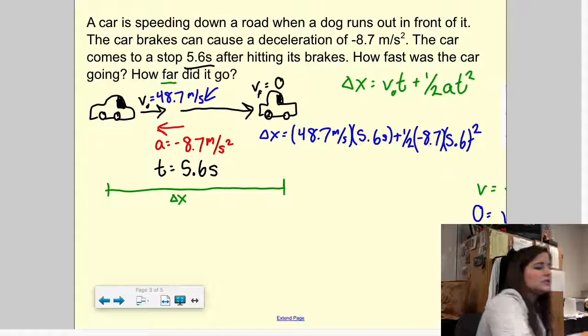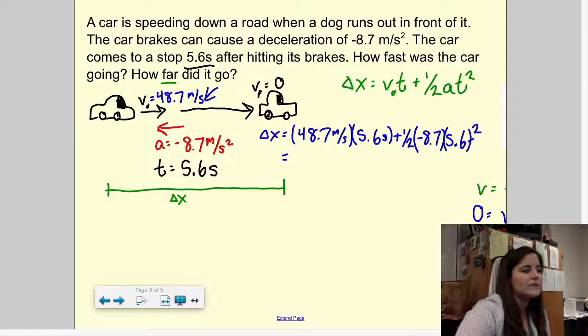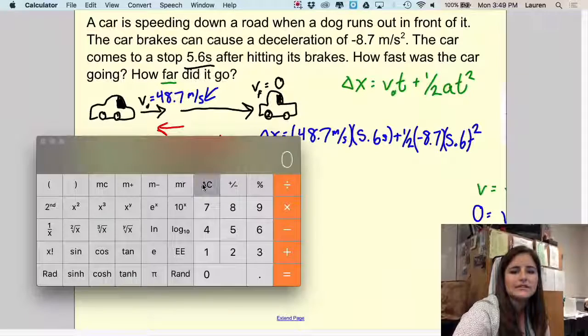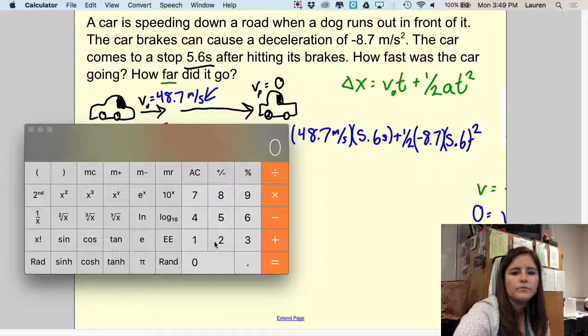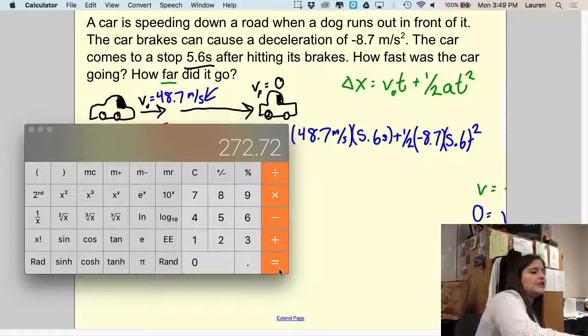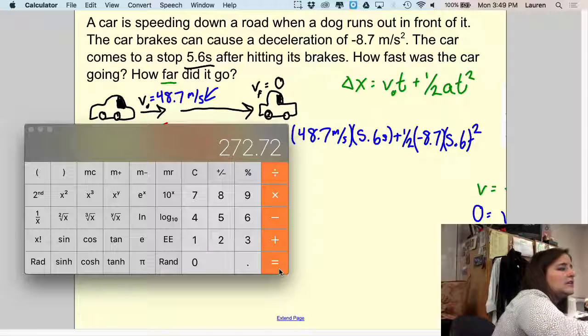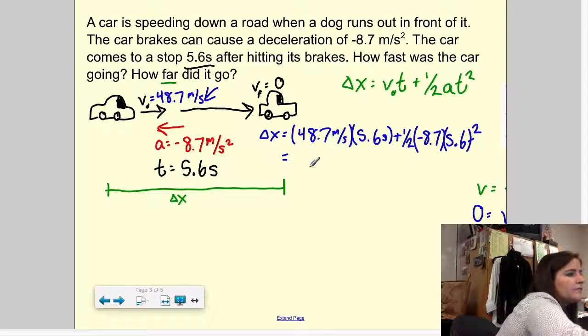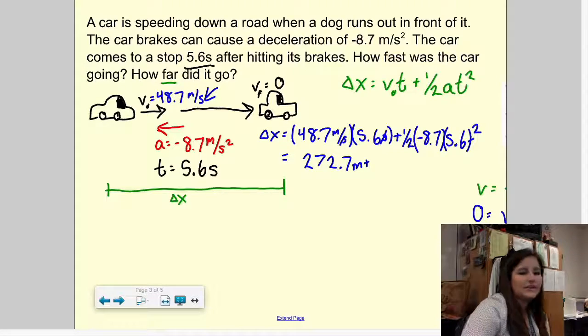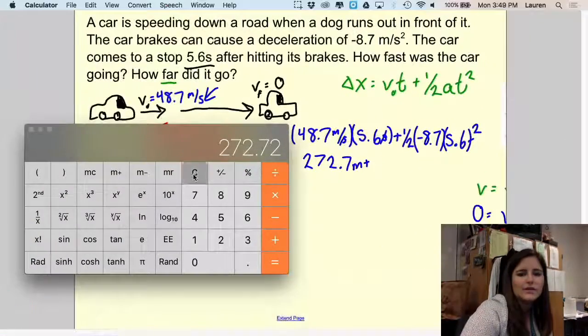5.6 squared. Okay, and then we plug that into the calculator. 48.7 times 5.6 is 272.7. The seconds and seconds cancel out, so it's meters. 272.7 meters plus 1/2 times negative 8.7 times 5.6 squared.